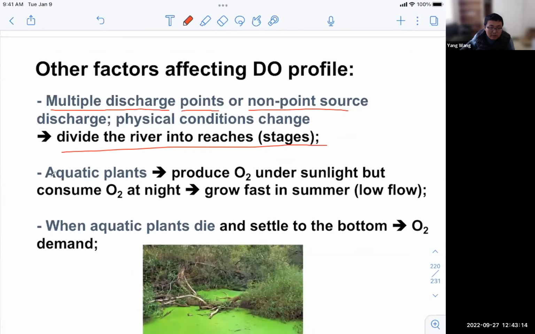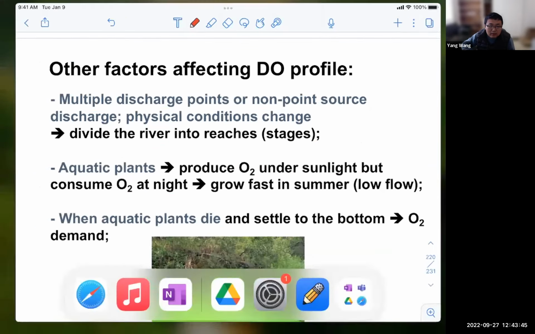And if you have aquatic plants, then we further need to think about how the oxygen is going to change with time. For example, under sunlight, you're going to have a higher oxygen concentration, but without sunlight, they consume the oxygen, so that's going to be a problem. And when the aquatic plants die off, this is talking about algae blooms. If they die, then they form organics, and then they're going to further reduce the water quality there.